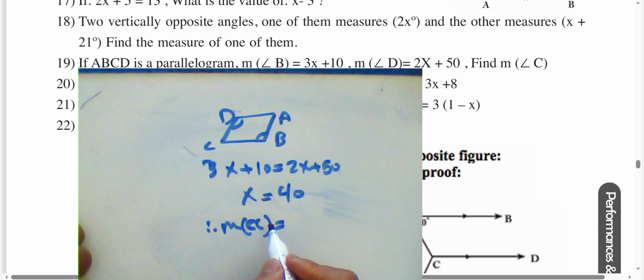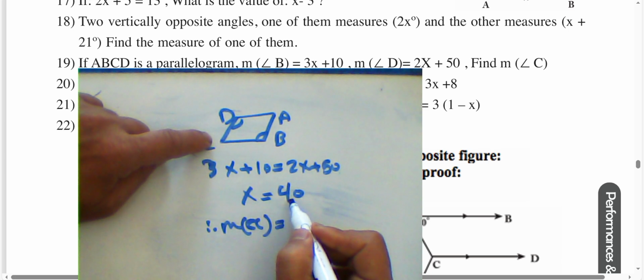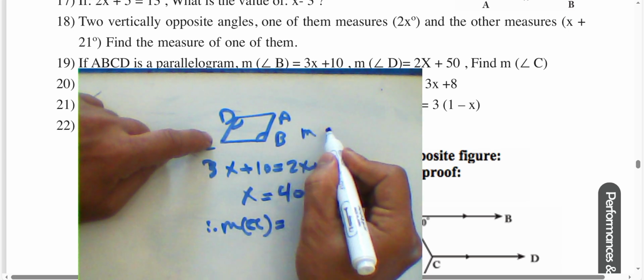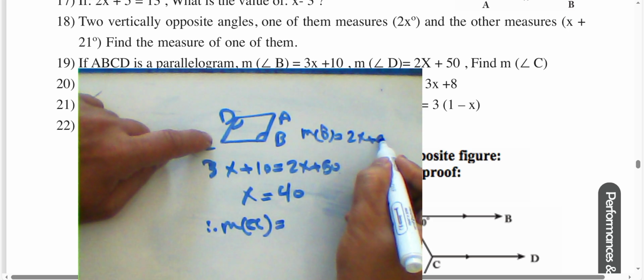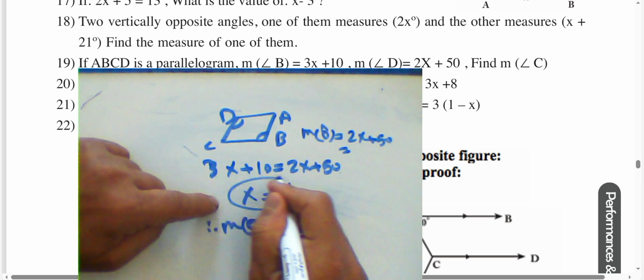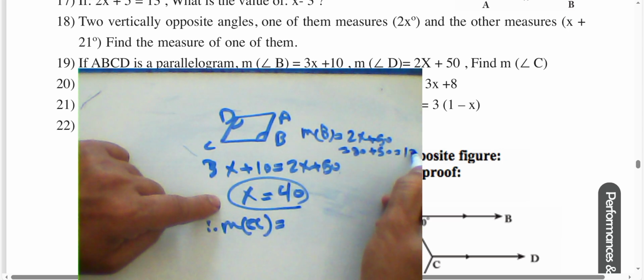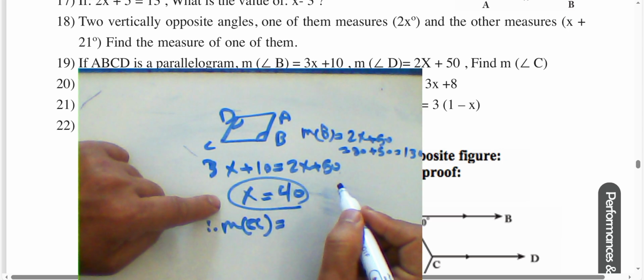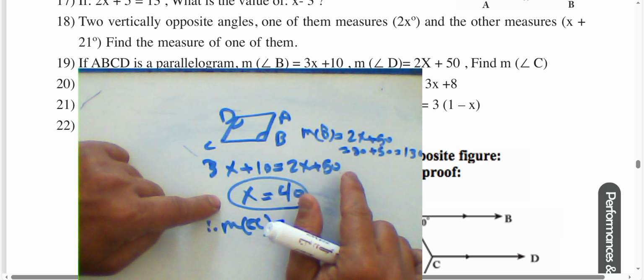He gave me the example: this angle x was 40, and the measure of angle D was 2x plus 50. Put x equal to 40 here. 2 times 40 is 80. 80 plus 50 equals 130 degrees.